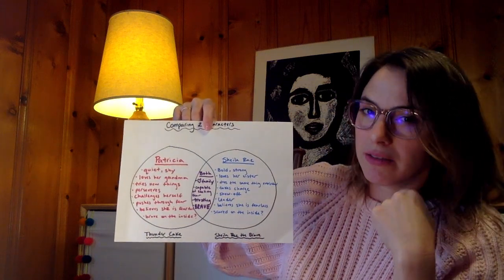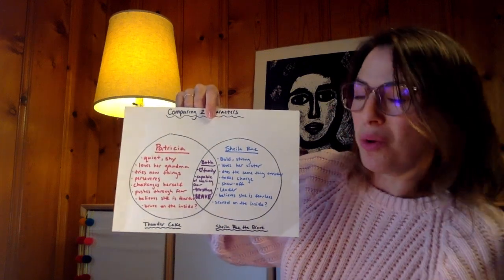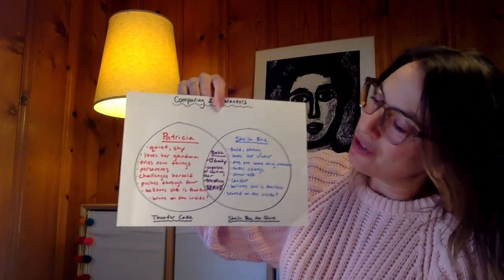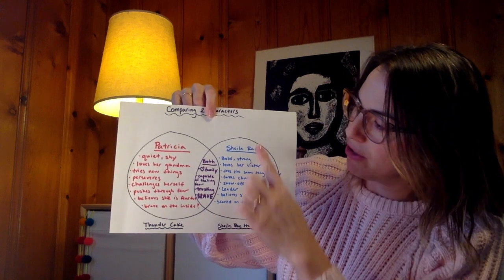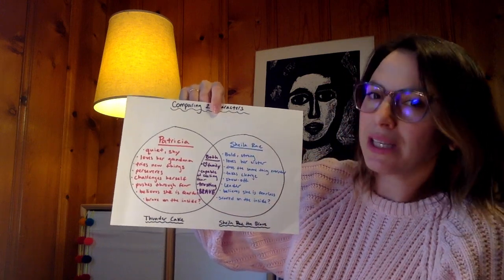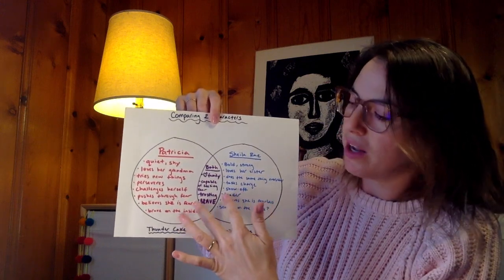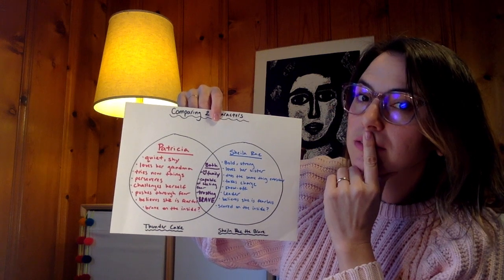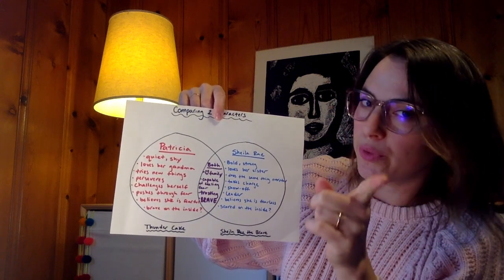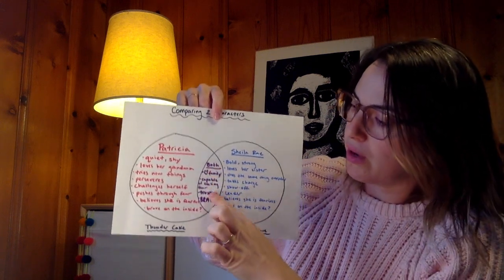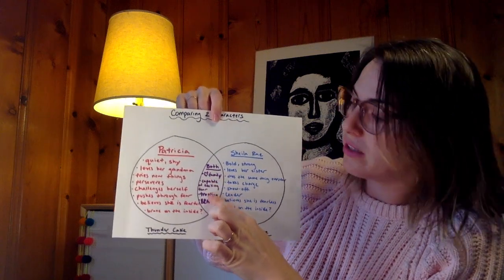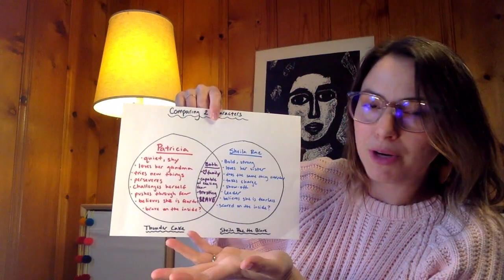I like to color code. I'm kind of wild about color coding. So I put Patricia in red and I put Sheila Ray in blue. And when you mix blue and red, what color do you get? If you said purple, you are correct. So in the middle, the traits that both of them share, I wrote in purple.